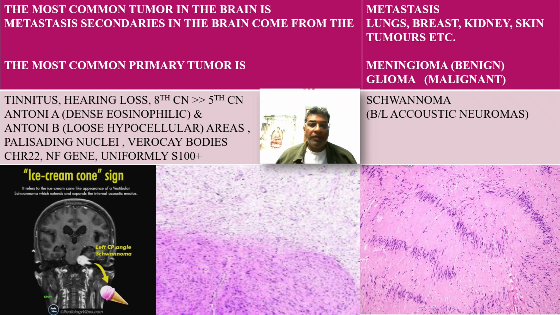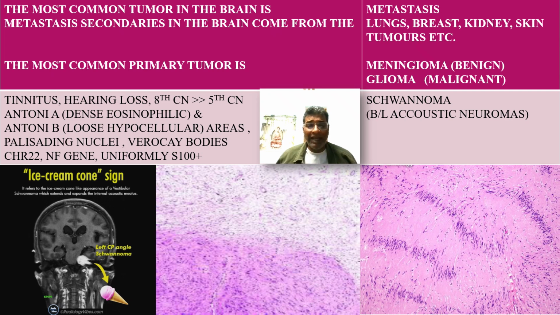Next, schwannoma. Schwannomas present with tinnitus or hearing loss, and in most cases there is 8th cranial nerve involvement when compared to the 5th cranial nerve. 5th cranial nerve involvement is also seen in few cases. On histopathology, you will be able to appreciate a well circumscribed lesion consisting of dense eosinophilic hypercellular areas called Antoni A and loose hypocellular areas called Antoni B.